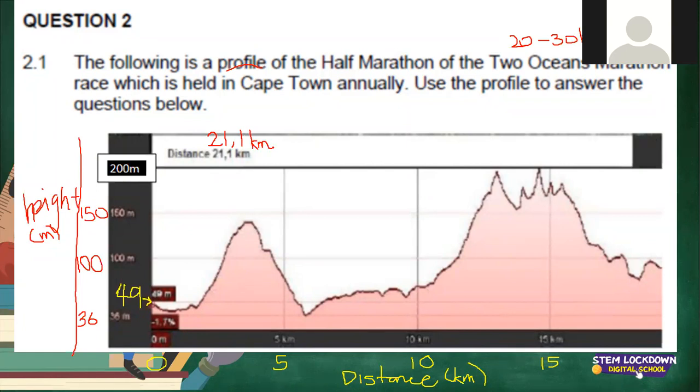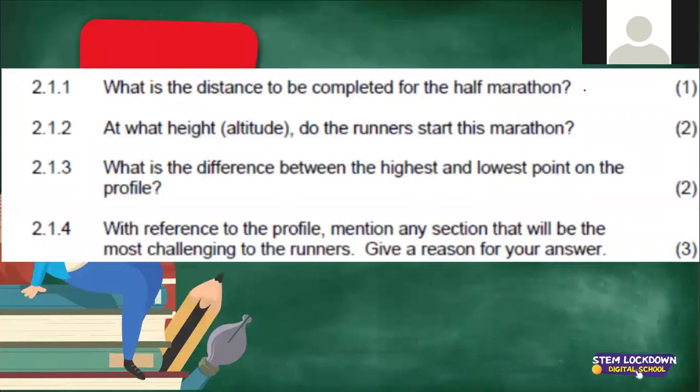Remember, when they say half marathon, they're not saying half the distance. They're saying the type of marathon where the distance is not as long as those ultra marathons like the Comrades Marathon, for example. So it's 21.1 kilometers, number one.